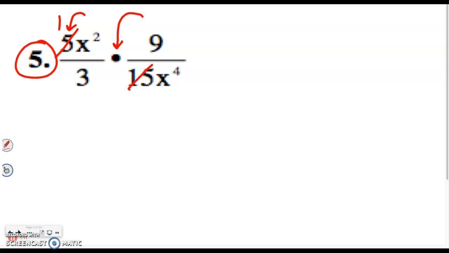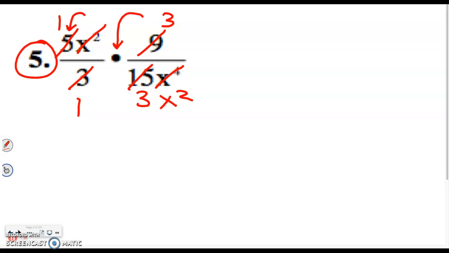So you're going to divide a 5 out of the 5 and the 15. Then you're going to go to the x's, and ask, are there any x's on the bottom? And there are. So you're going to kill off 2 of them, which will leave 2 on the bottom. Then you're going to say, how about 9? Can I take anything out of it? Yes. Most kids would recognize that there's a 3 in it, and they take a 3 out.